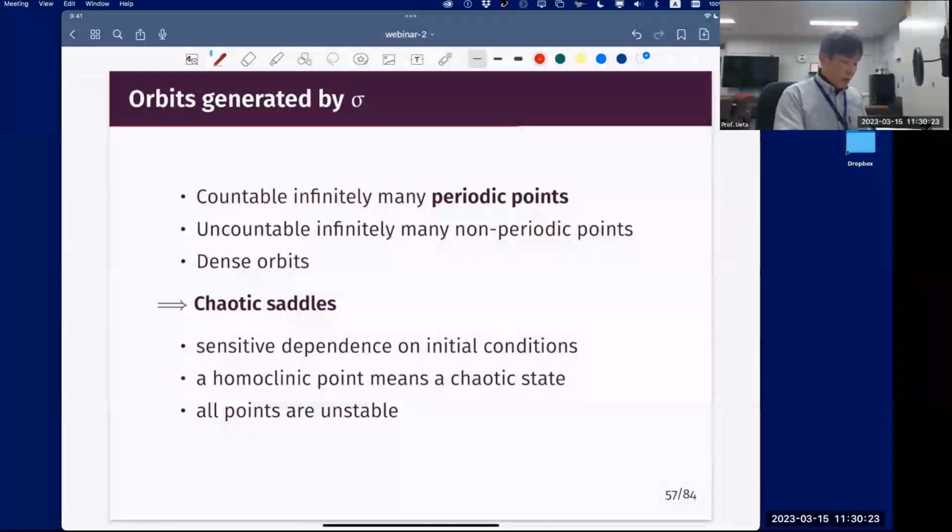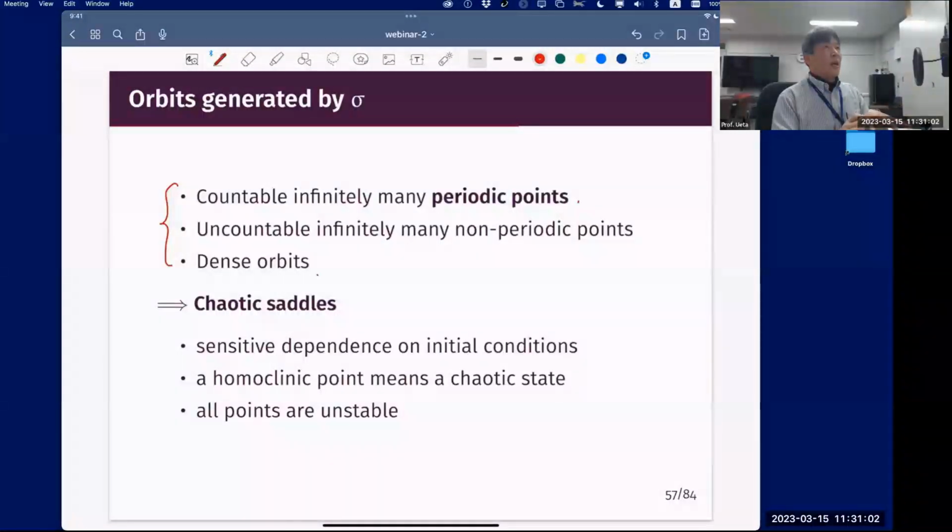In that situation, it is mathematically proven that with this horseshoe structure and the mapping sigma, countably infinitely many periodic points exist inside the horseshoe structure, and in parallel, uncountably infinitely many non-periodic points are embedded near the saddle, and you can expect a dense orbit. We call them chaotic saddles.